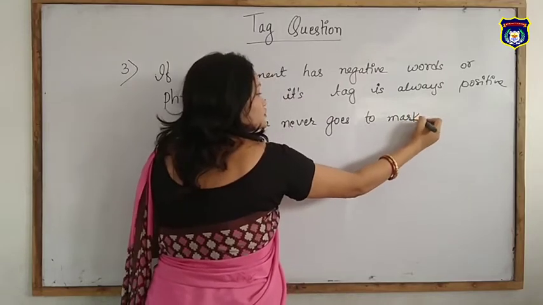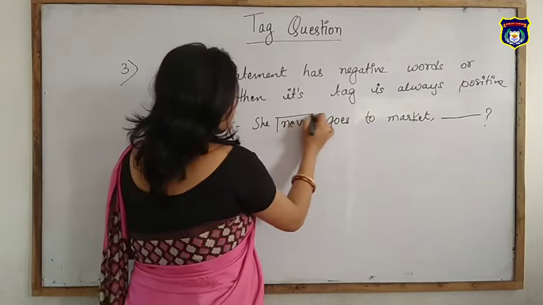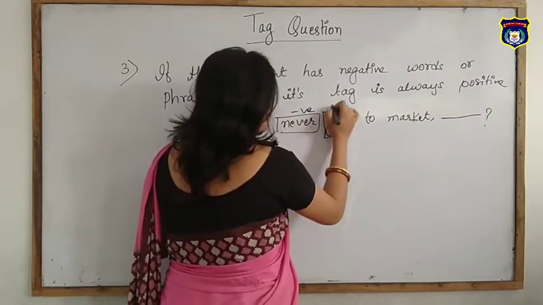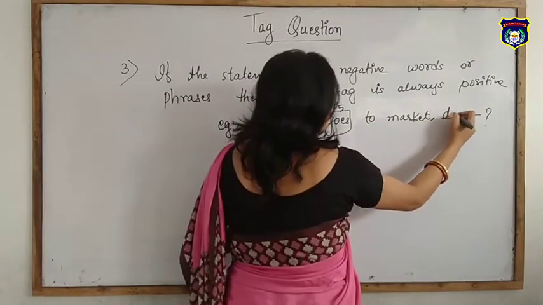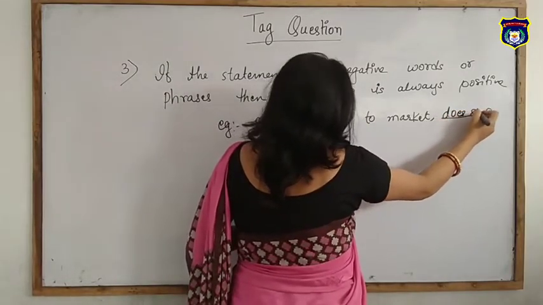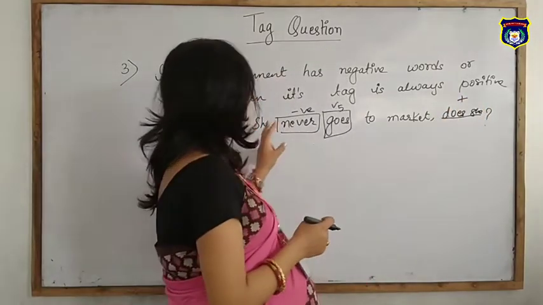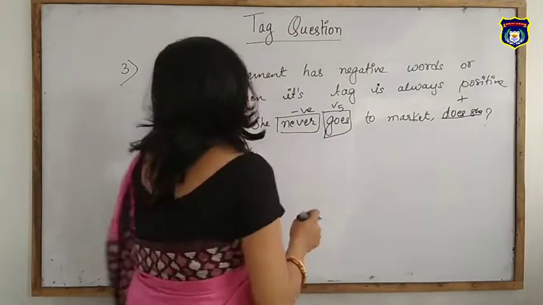See, neighbor goes to market. Now what's the tag of it? This is neighbor. It's negative. Yes. So the tag of it is does she. Since it is positive, because we have already read in the previous class that if the statement is negative, its tag should be positive.